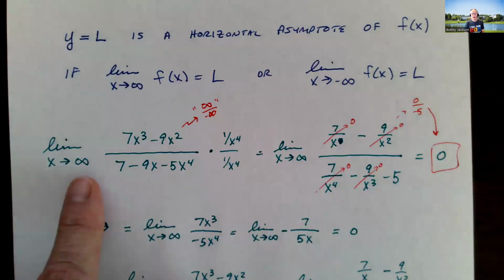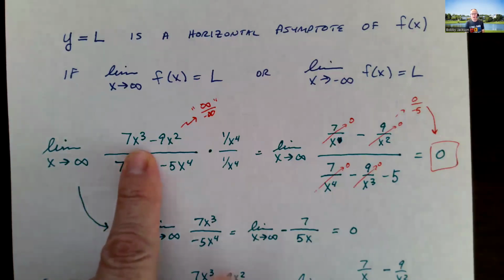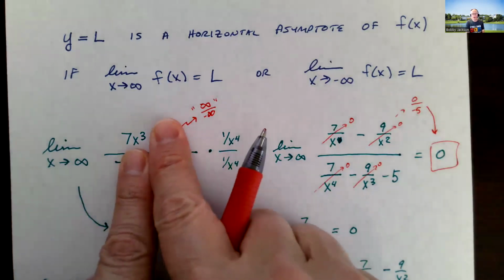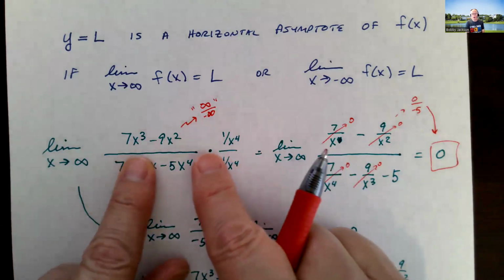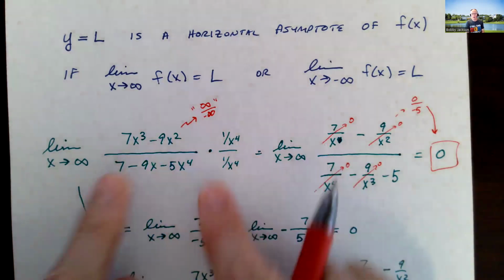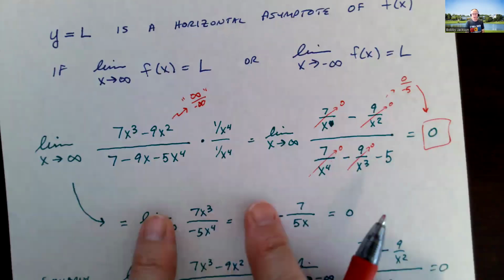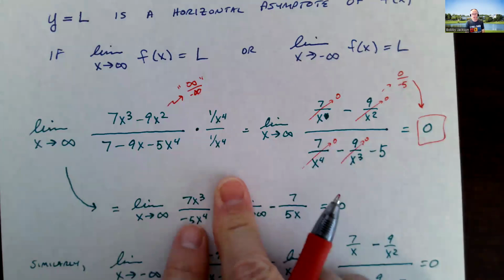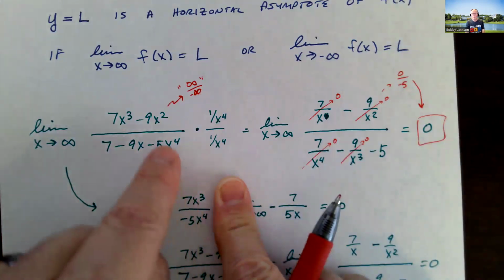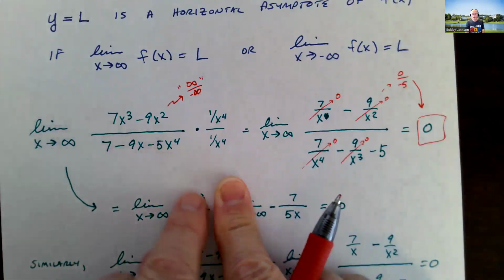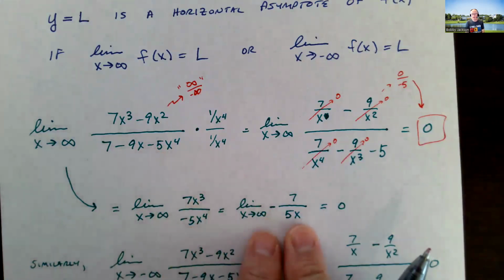Another way you could evaluate this limit, by the way, is just take the highest degree term up top, which is 7x cubed, the highest degree term in the bottom, which is negative 5x to the fourth, and the limit of this rational expression will be the same as the limit of this rational expression, where I just take that highest degree term up top and the highest degree term in the bottom. Simplify this. What do I get? Well, x cubed divided by x to the fourth leaves 1x in the bottom.